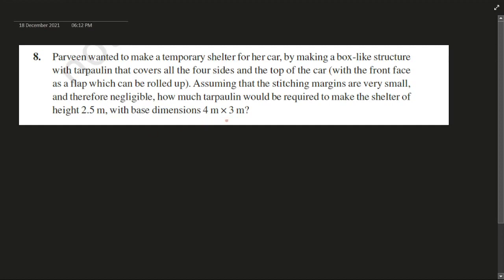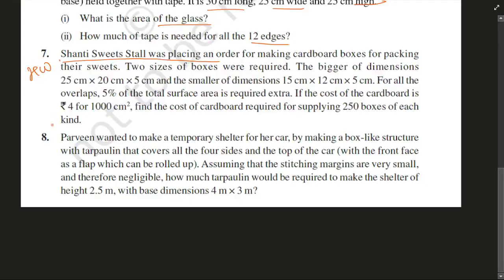It's the same thing. Again, you have to find the total surface area minus the base area of the tarpaulin. Because if you are using the tarpaulin as a shed for your car, you won't be using tarpaulin at the base, right? You will be using it only at the top and on the four faces, right? So again, total surface area minus the base area. Clear? You'll be able to do it as homework.